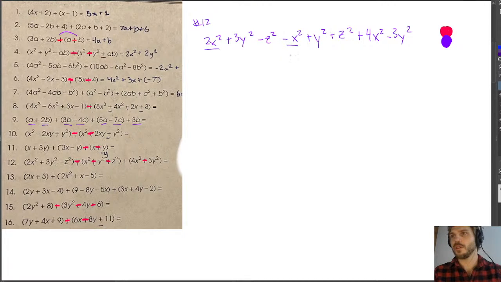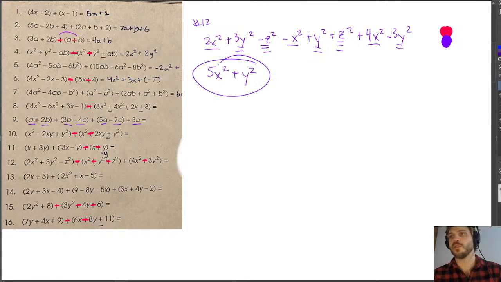2 minus 1 plus 4 is 6 minus 1, which is 5. Then we've got 3 plus 1 minus 3. The 3's cancel out, we're just plus 1. Then we've got negative 1, positive 1. That's 0. Still 0 there. So this is our answer here, 12.